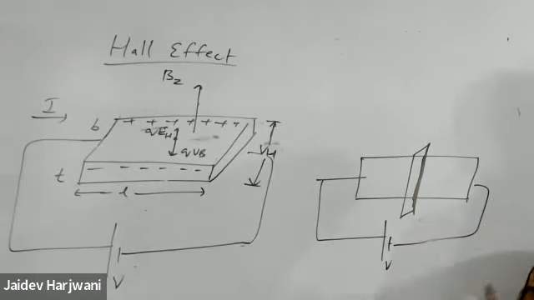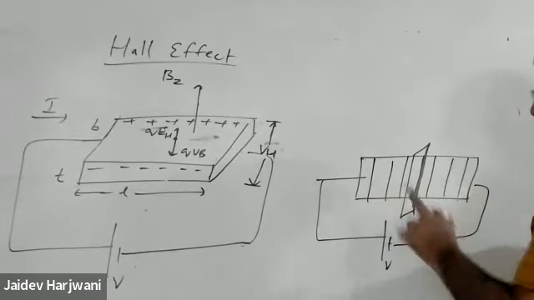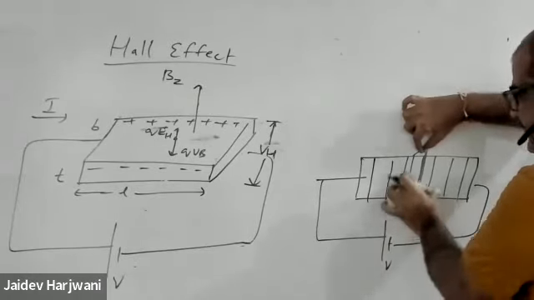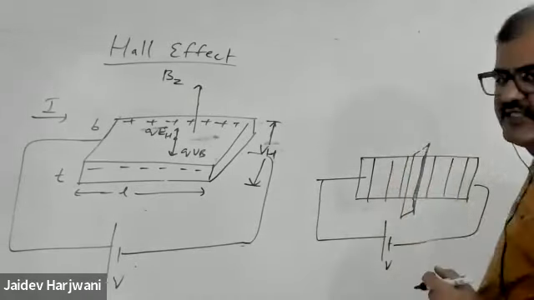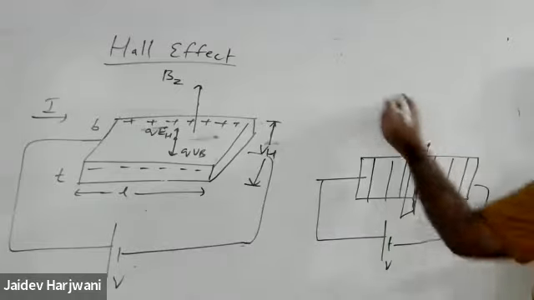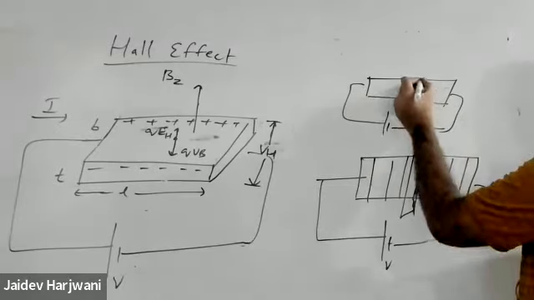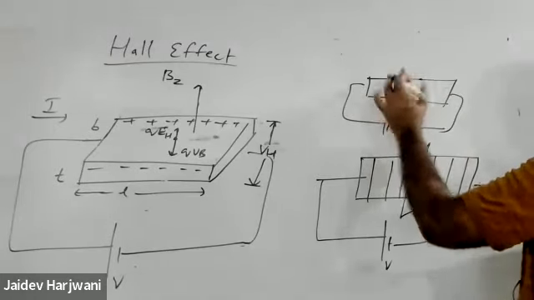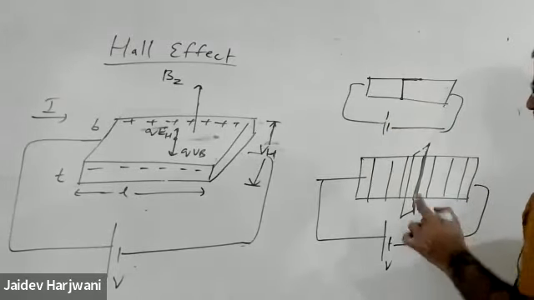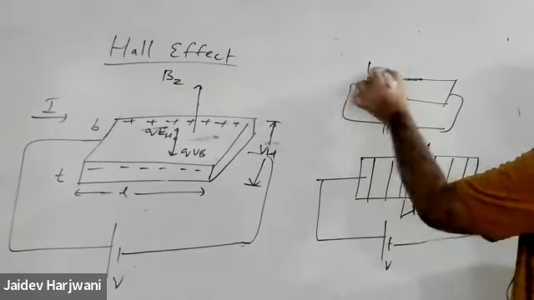These are equipotential surfaces. If I do not apply a magnetic field and the two contacts are in the same plane, they are at equal potentials, so the voltage drop will be 0. Are you getting my point? Similarly, if you have one point here and another point not in the same plane, then there is a voltage drop. Whenever you apply voltage to a sample, you get a potential difference from here to here.